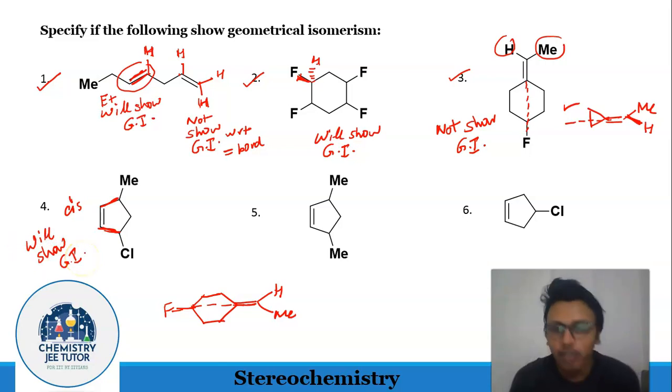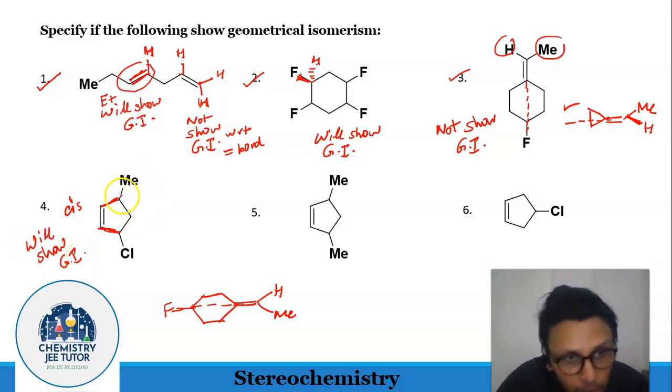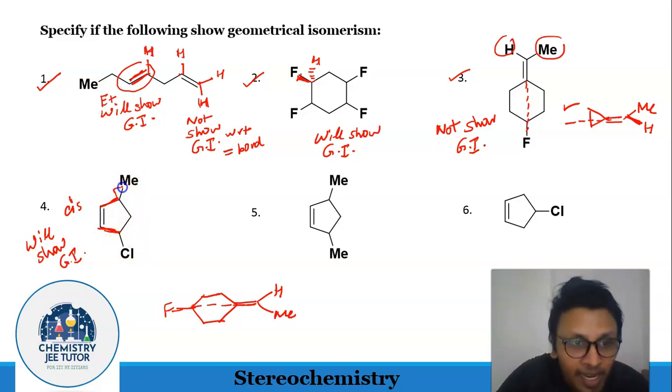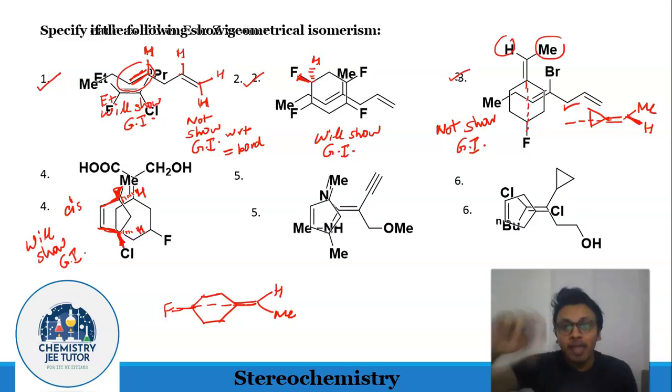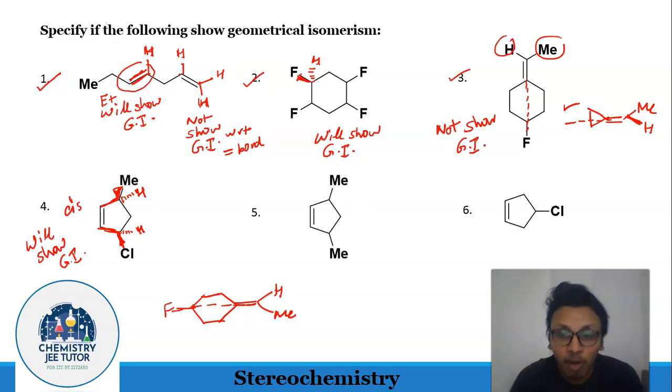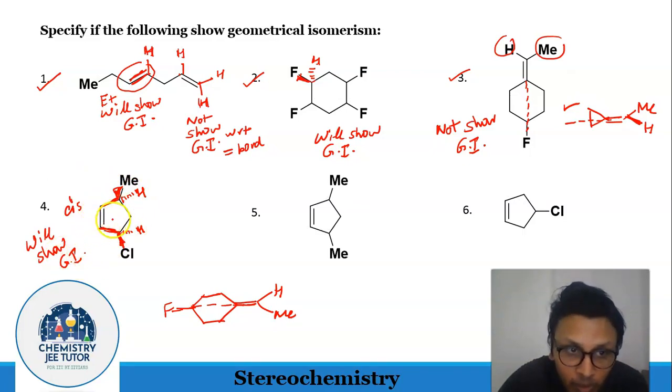So this will show geometrical isomerism with respect to the double bond. Again, we have two substitutions. The methyl is here and a chlorine is here. This methyl can be on top, there is a hydrogen here. We can have chlorine on top and a hydrogen. Another isomer could be the methyl is below, the chlorine is on top. That is also another. So this will also show geometrical isomerism with respect to the ring as well. So this will show geometrical isomerism with respect to this double bond.